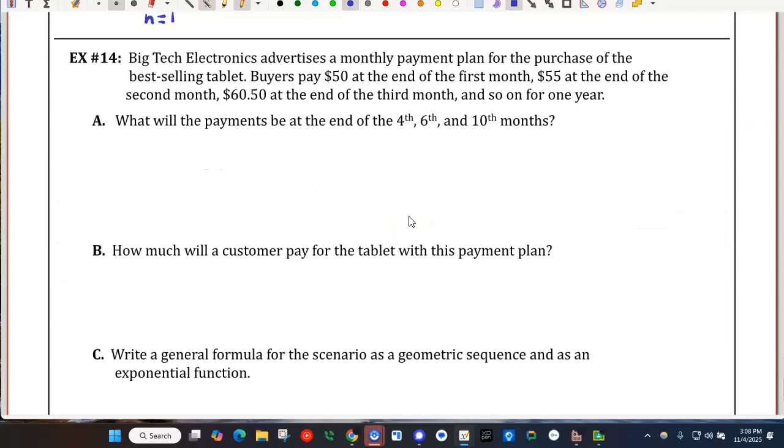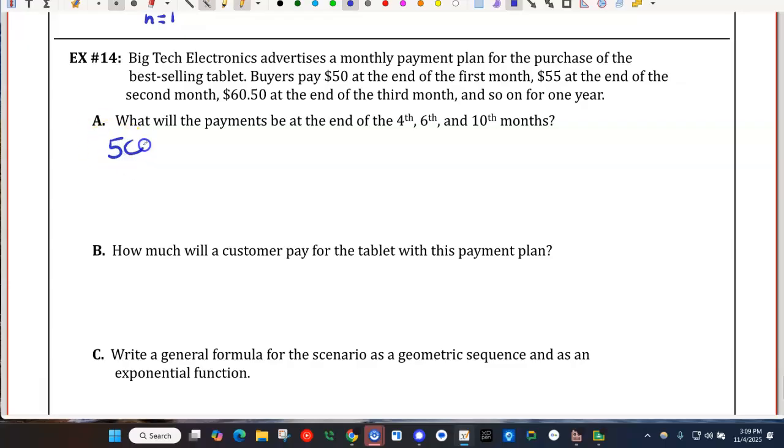So we have lastly, a big tech electronics advertises a monthly payment plan for the purchases of a best-selling tablet. All right, buyers pay $50 at the end of the first month, $55 at the end of the second month, $60.50 at the end of the third month, and it keeps on going and going and going. So write that out, jot that down.